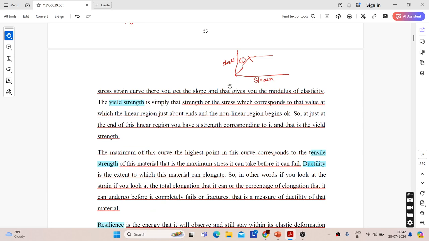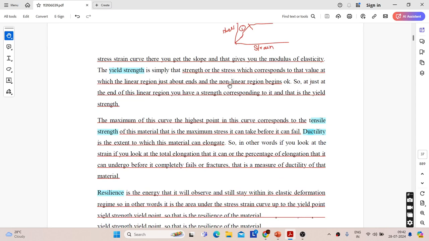Okay, now another term is tensile strength. What is tensile strength? It is the maximum of the curve, the highest point, where we get the maximum value of the stress. That is the tensile strength of the material. That is the stress it can take before it fails. After that, the material will break.